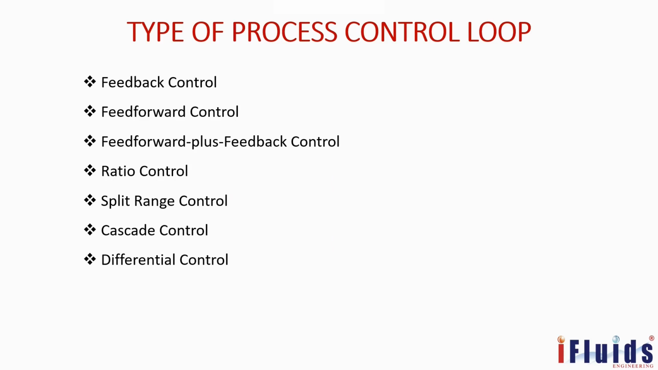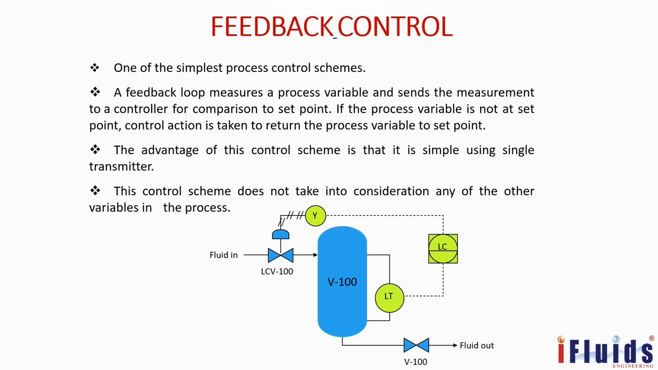There are different types of process control loops: feedback control, feed forward control, feed forward plus feedback control, ratio control, split range control, cascade control, and differential controls. Out of these, we are going to discuss some common types of control loops. First, we are going to see feedback control.